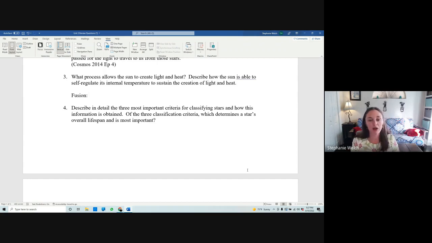So fusion is the process that is causing the sun to create light and heat. So specifically, what the sun is doing is converting 600 million tons of hydrogen into 596 million tons of helium every second of every day for the last 4.5 billion years and for another 5 billion years to come. And light and heat is just the energy that's created as a byproduct of that reaction. That's the E part of E equals mc squared.